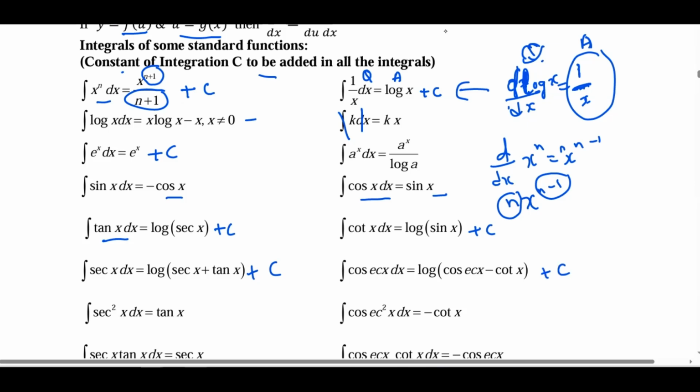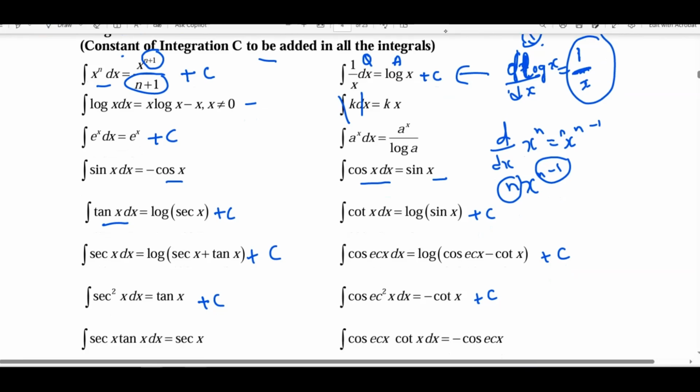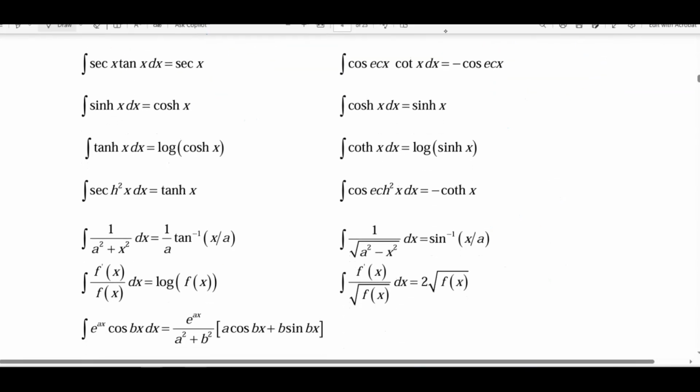Then secant square x dx will be tan x plus c. Then cosecant square x dx will be minus cot x plus c. Then you have secant x tan x, which will be secant x plus c. Then cosecant x cot x will be minus cosecant x plus c.